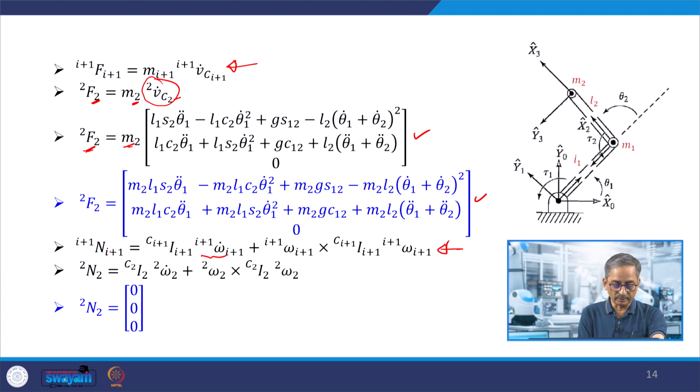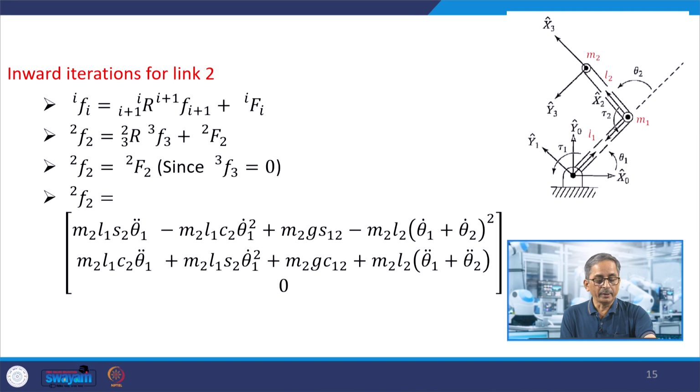Alright. So, I can put n is equal to 2 here, i is equal to 1 here. So, this is what I get, and again you see that because I am having the point mass assumptions, this is going to be a null matrix, this is also a null matrix. So, I am going to get this n2 as 0 0 0. Okay. So, after the outward iteration where we have evaluated the inertial forces and moments, now let us come inward.